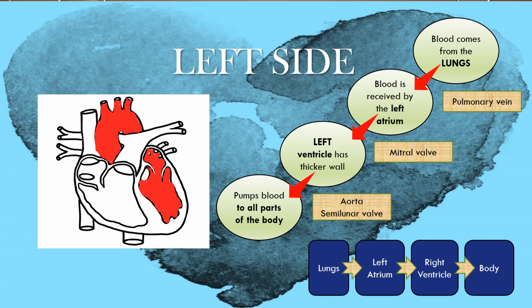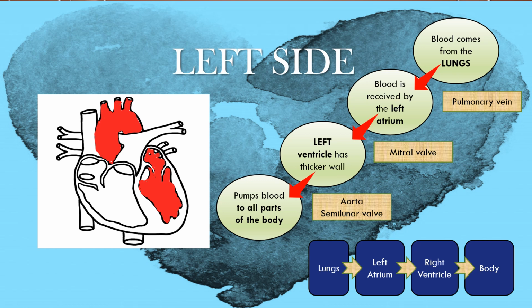Now we will talk about the left side of the heart. From the right side, we said it goes to the lungs. Now the blood from the lungs will go to the left side of the heart. Then this we need to consider. The blood is coming from the lungs to the left atrium, to the left ventricle, then back to the body. So the blood that is received from the lungs is oxygenated blood. Thus in the left side, oxygenated blood is received by this side of the heart.